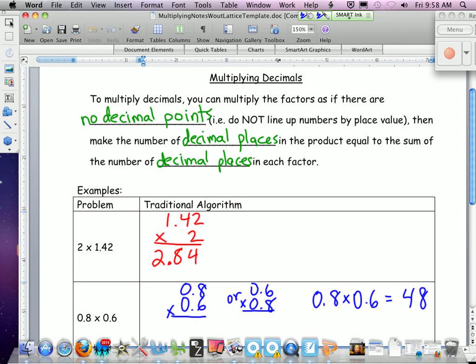But how many decimal places did I ignore altogether? 2. So I need in my answer 2 decimal places. So where should the decimal point go? Between the 0 and the 4. Well, that's where Mrs. Rowell likes it. So in front of the 4, which means Mrs. Rowell likes a 0 there too. So I put a 0 in front, 0.48. But think about it, that's 8 tenths times 6 tenths. We just did a bunch of that. 48 hundredths would be the fraction computation, or would be the amount of hundredths that get double shaded in.